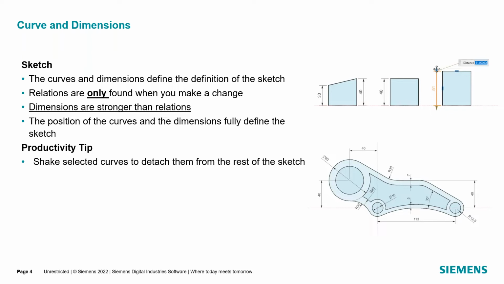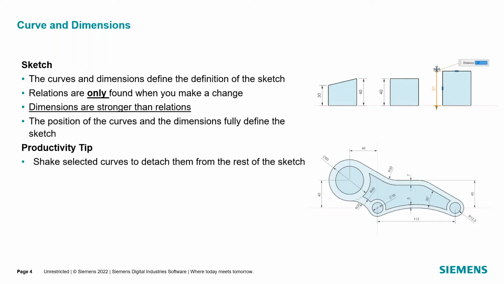A lot of people ask, how can I figure out what's going on in my sketch, what relations are there? Really, whenever you go to make a change, the solver solves the entire sketch and figures out what it needs to add to that sketch to make it so you can do the change you want to do.